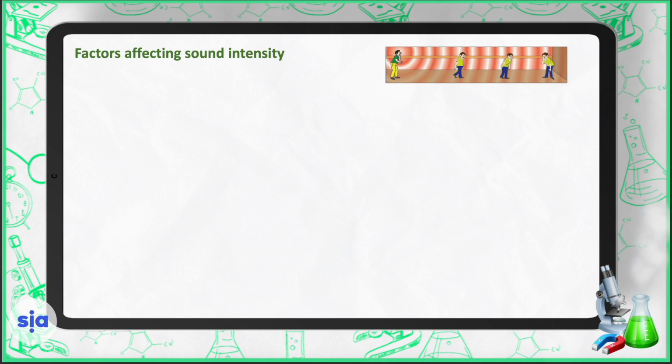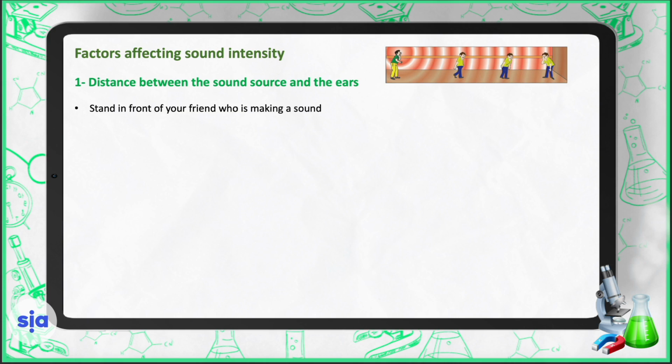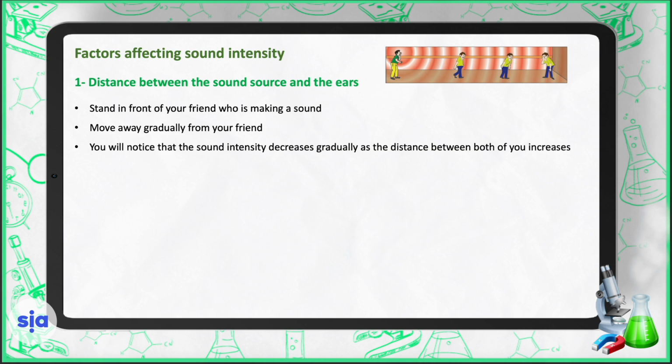Now, factors affecting sound intensity. Sound intensity could be affected by distance between the sound source and the ears. You can stand in front of your friend who is making a sound and then move away gradually from your friend. You will notice that the sound intensity decreases gradually as the distance between both of you increases.